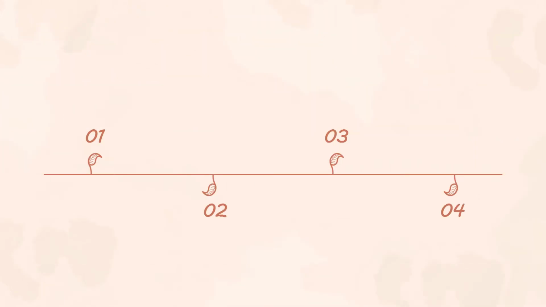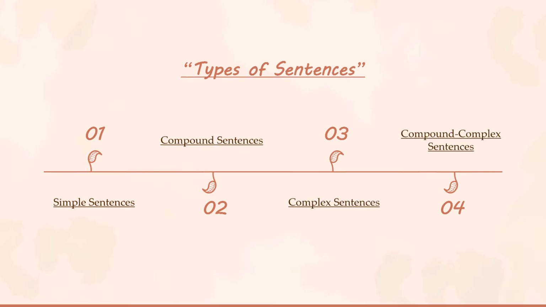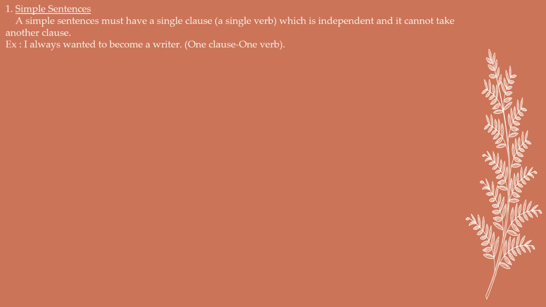Next, types of sentence. They are simple sentence, compound sentence, complex sentence, and compound complex sentence. First, simple sentence. A simple sentence must have a single clause or a single verb, which is independent and it cannot take another clause. For example, I always wanted to become a writer. There are one clause and one verb.